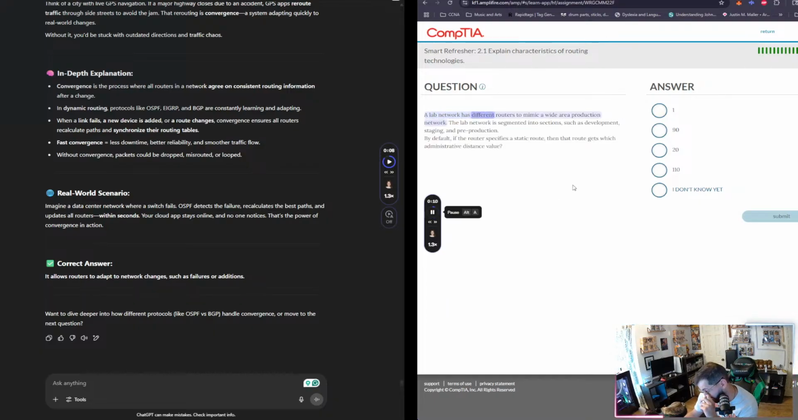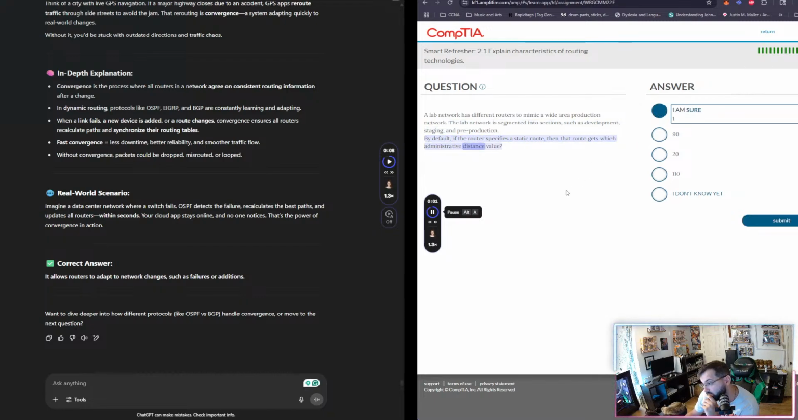A lab network has different routers to mimic a wide area production network. The lab network is segmented into sections, such as development, staging, and pre-production. By default, if the router specifies a static route, then that route gets which administrative distance value? 1.